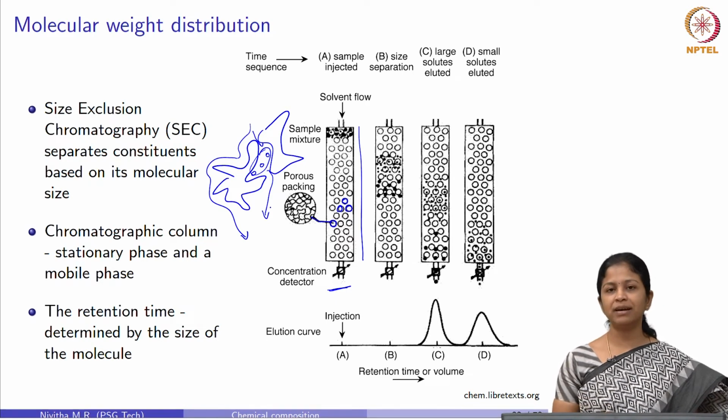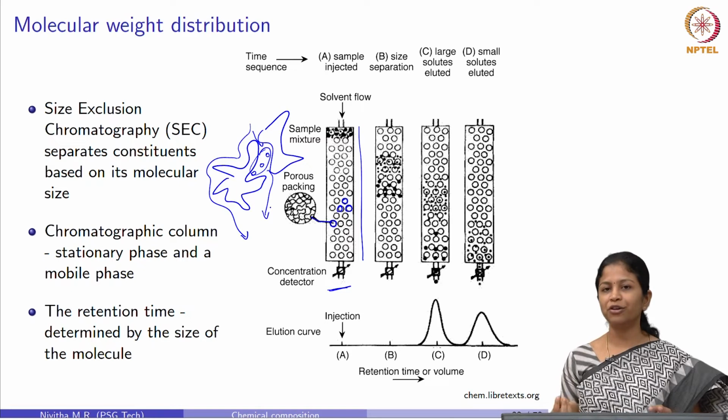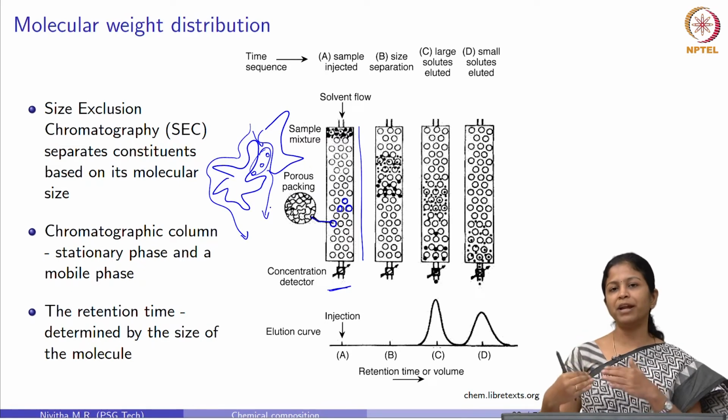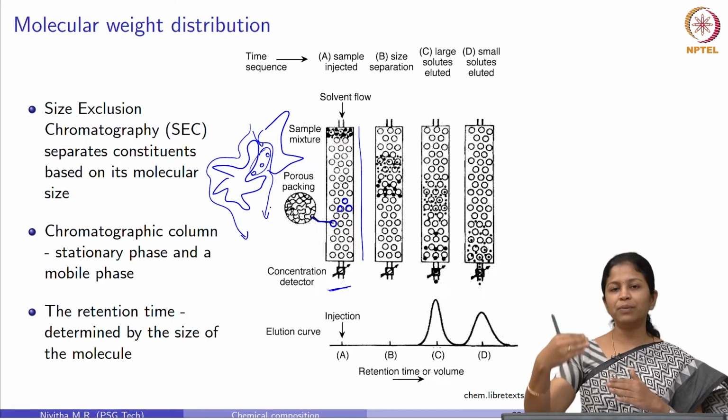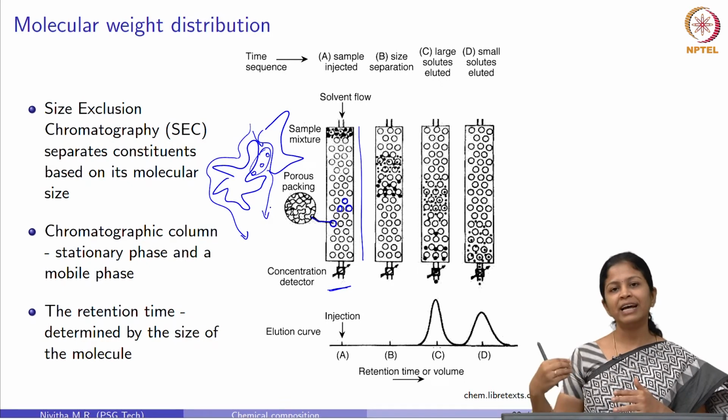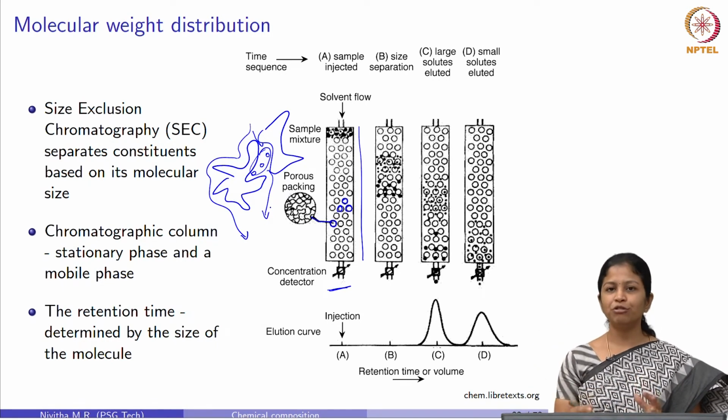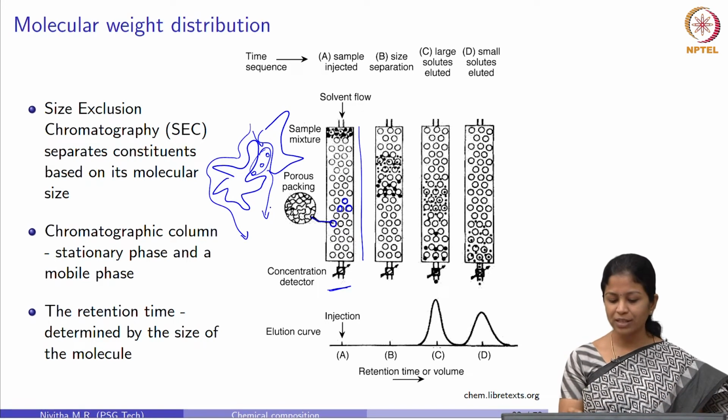So what happens here is, the larger molecules will come out first, whereas the smaller molecules, depending upon the size of the molecules, will leave this chromatographic column at different times. So this is used to separate molecules of different sizes. So let us now look at this figure here.